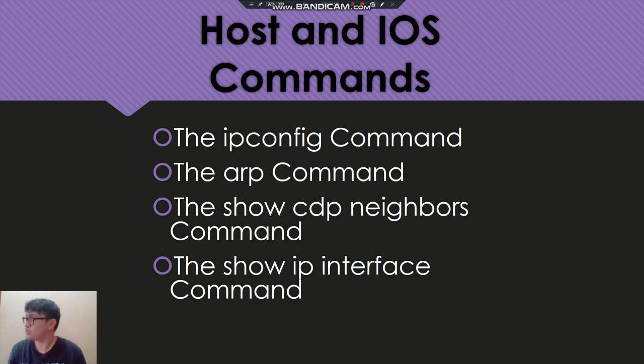Next one is the host and IOS commands. The next consists of the ipconfig command. Also the third command, the arp command. The arp command is executed from the Windows command prompt as arp -a. It lists all devices currently in the ARP cache of the host, which includes the IPv4 address, physical address, and type of addressing, static or dynamic, for each device.